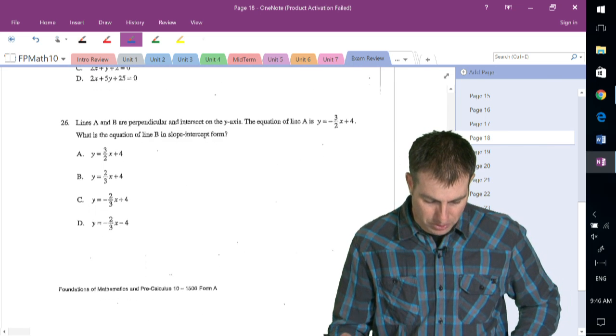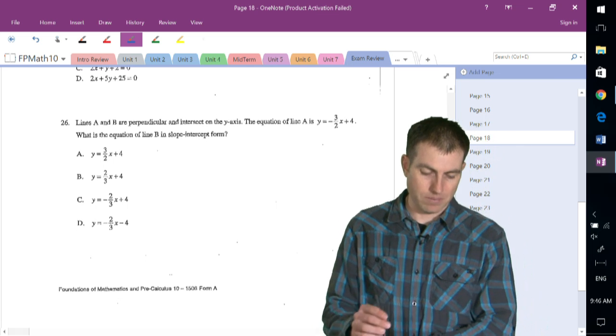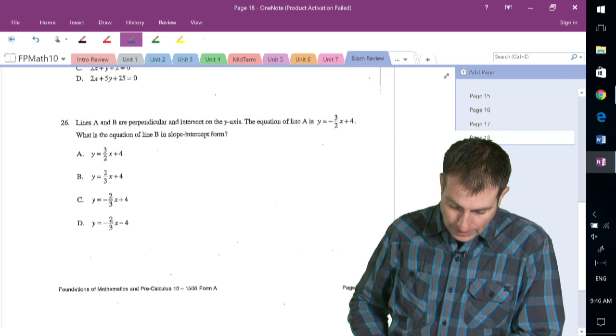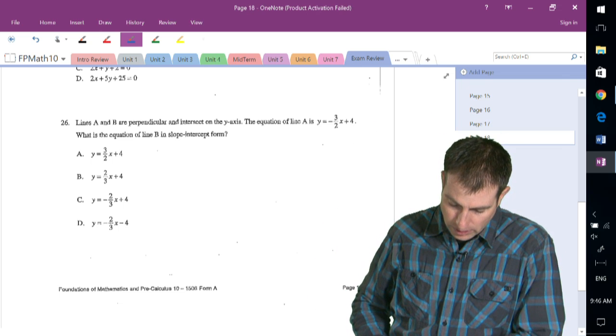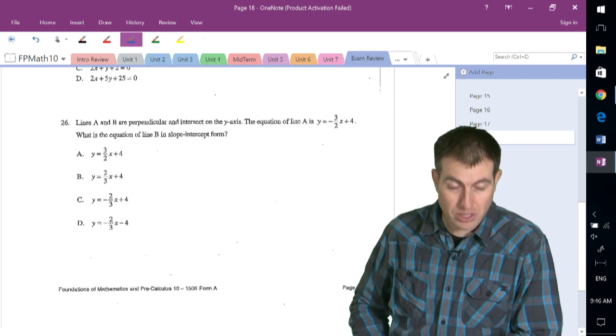Lines A and B are perpendicular and intersect on the y-axis. This is an evil question. They intersect on the y-axis. The equation of line A is -3/2x plus 4. What is the equation of line B in slope-intercept form?